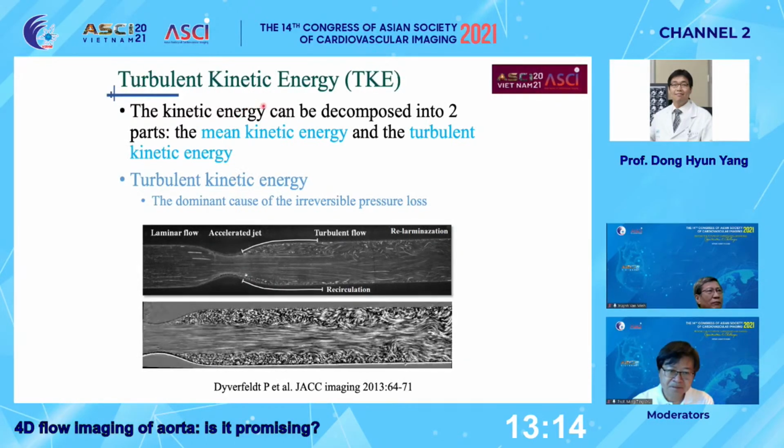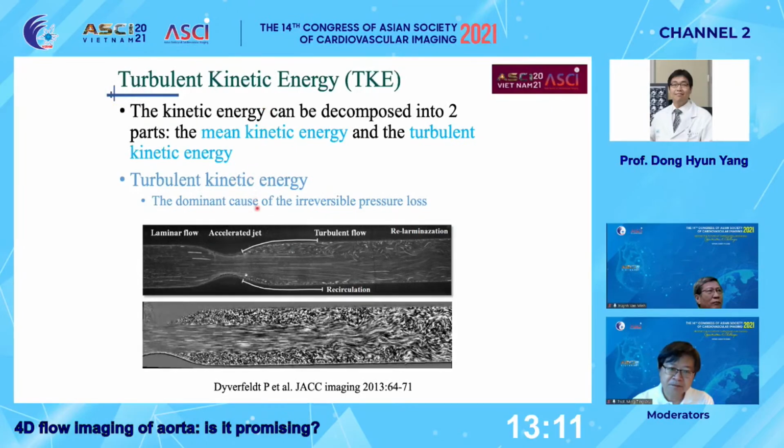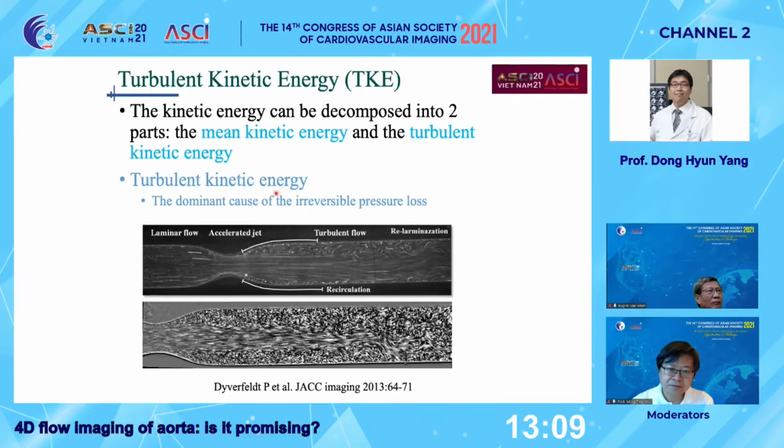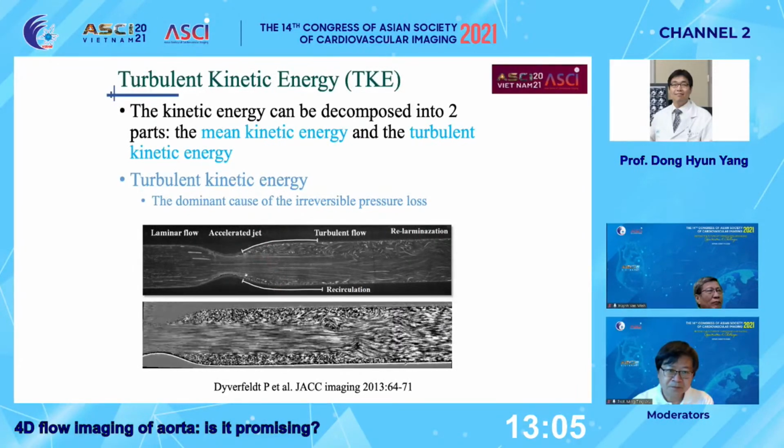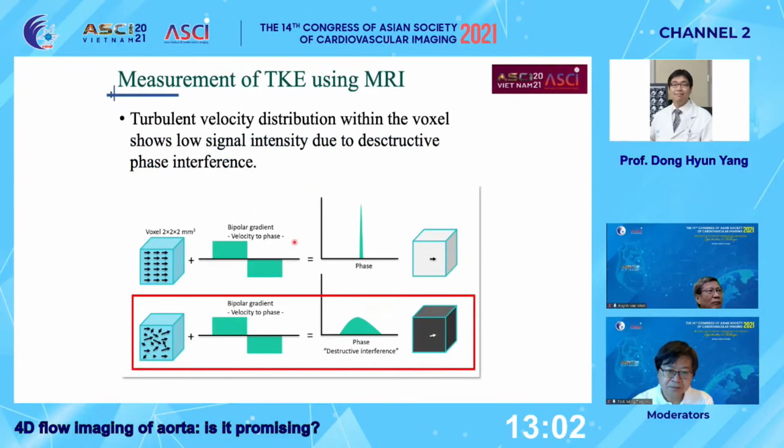Measurement of turbulent kinetic energy could have a clinical implication because the dominant cause of irreversible pressure loss is the turbulent kinetic energy. Let's imagine two boxes containing similar phase and heterogeneous phase information here. As compared to the laminar flow, turbulent velocity distribution within the box shows a low signal intensity due to destructive phase interference.